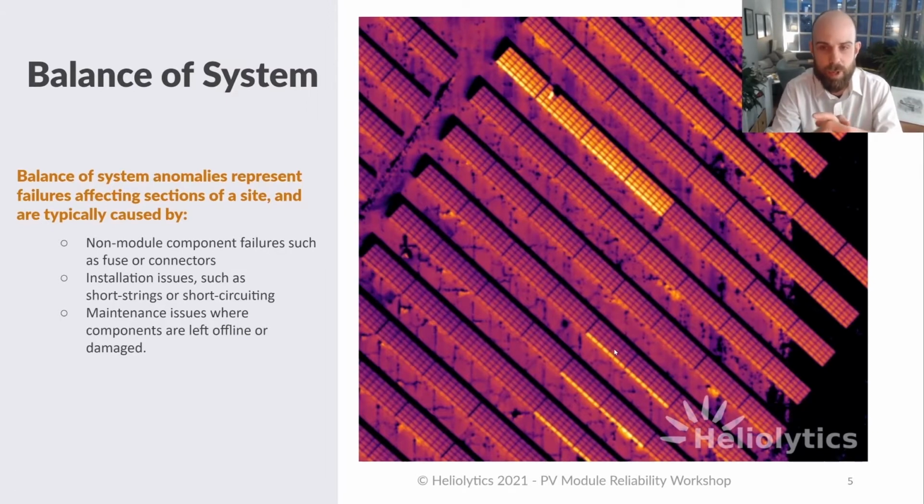Balance of systems failures are primarily caused by non-module component failures, as I said, string fusing and/or connectors. They can also be caused by maintenance-induced damage, whether it's connections not being remated after a maintenance or combiners being left off, issues like that.